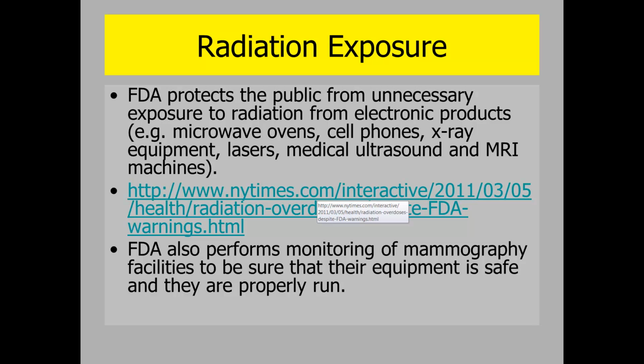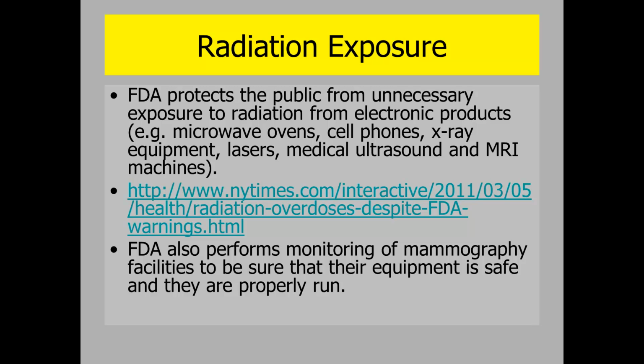So the FDA protects the public from unnecessary exposure to radiation from electronic products. So a lot of those are going to be things like microwave ovens and cell phones, and other ones are going to be more traditional medical products like x-ray equipment, lasers, ultrasound, and MRI machines.